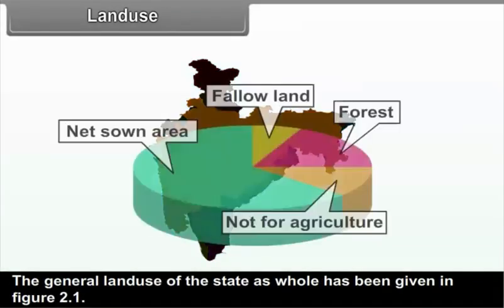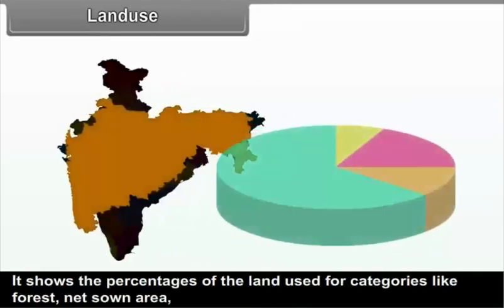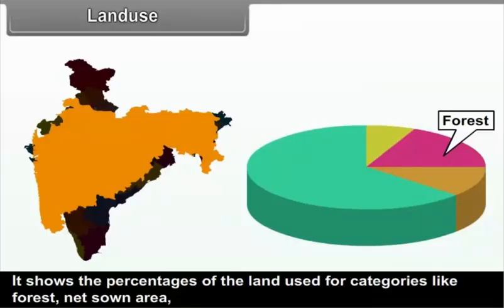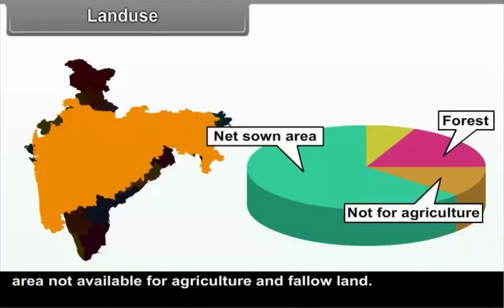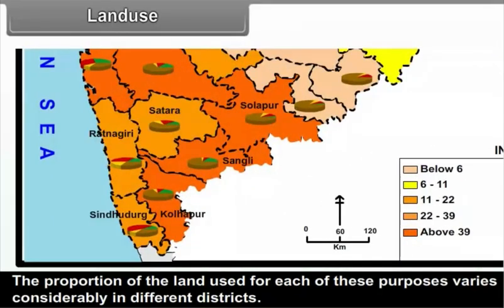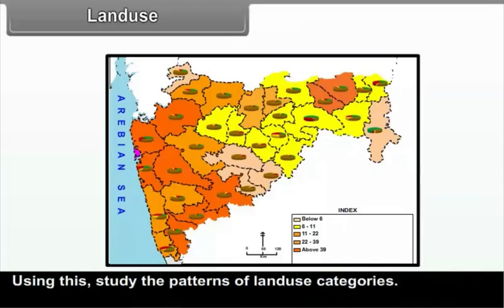The general land use of the state as a whole has been given in figure 2.1. It shows the percentages of the land used for categories like forest, net sown area, area not available for agriculture, and fallow land. The proportion of the land used for each of these purposes varies considerably in different districts. This has been shown in figure 2.2, depicting the land use pattern of each district. Using this, study the patterns of land use categories.